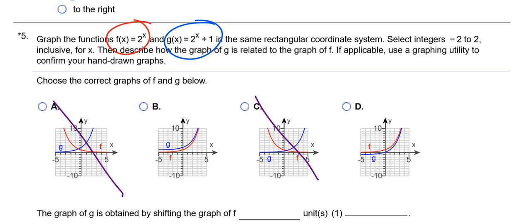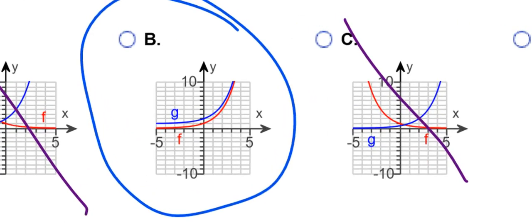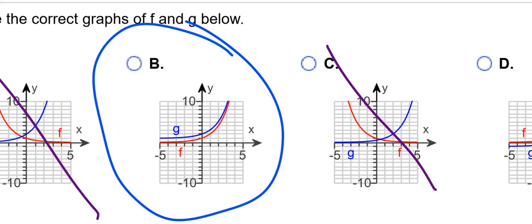Okay, which one is it? B. It is choice B. The red one got shifted up 1 unit.